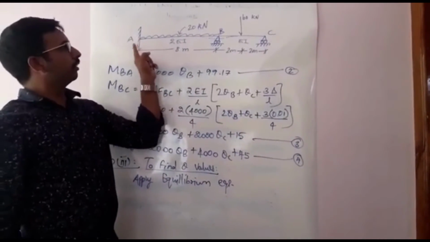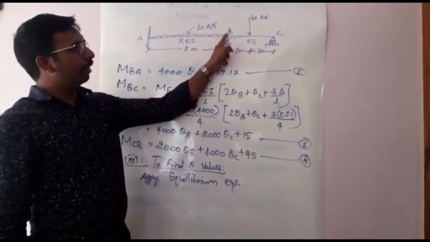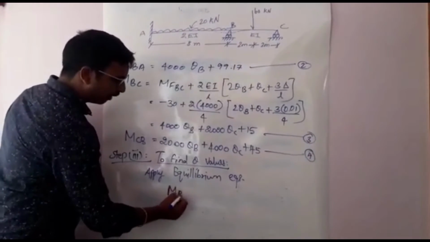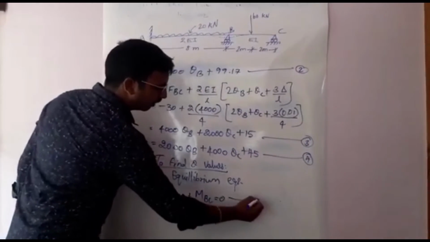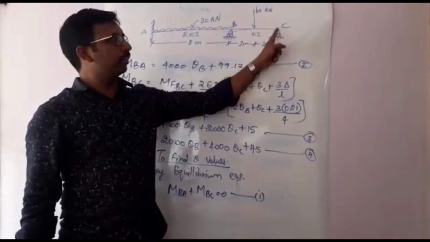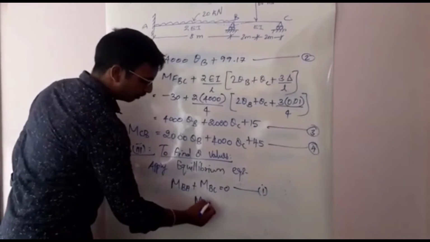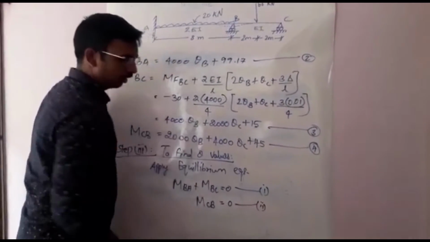It is fixed, so we cannot take MAB equal to 0. So in joint B, MBA plus MBC equal to 0, right? That is one equation. Then MCB equal to 0 because this end is simply supported. This is the second equilibrium condition.